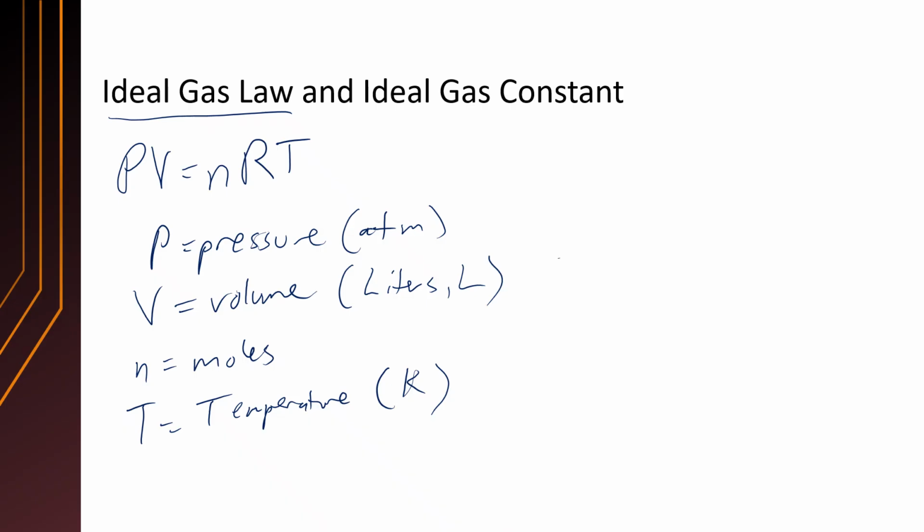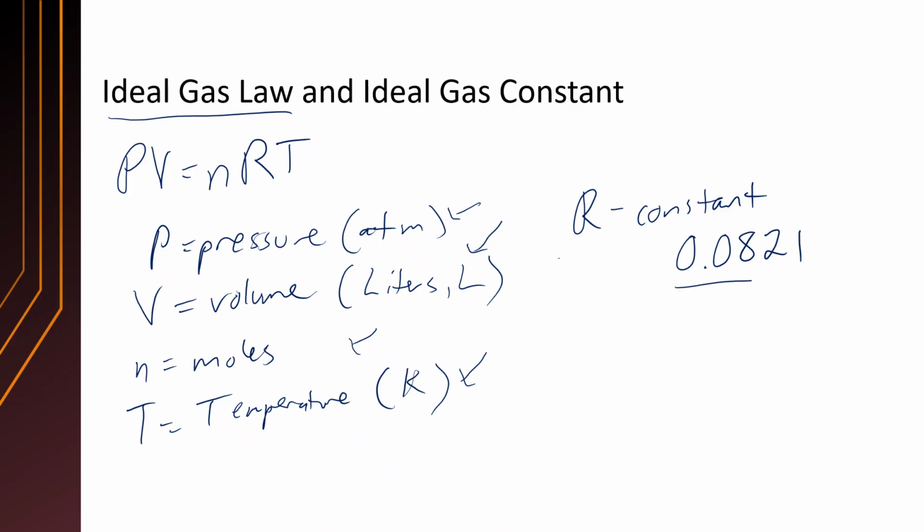And then we have this R. R is called the ideal gas constant. For this class, as long as you're using atm, liters, moles, and Kelvin, then your constant is 0.0821. That's for 3 significant figures. So every time you plug into the ideal gas law, you're going to use 0.0821 for R. That's why it's called a constant, because you're going to use that value every single time.